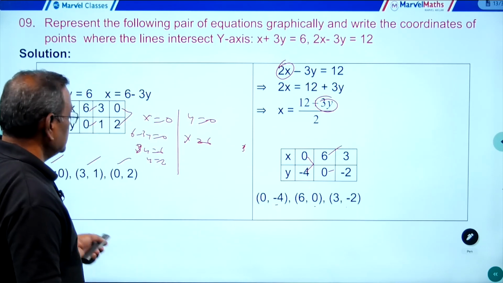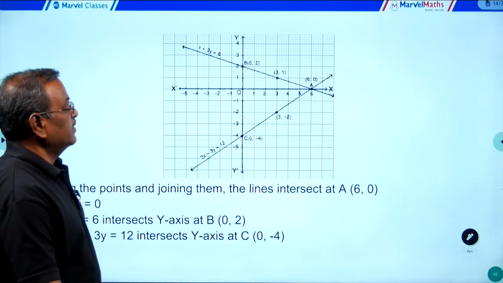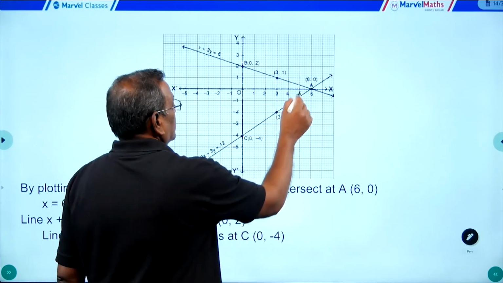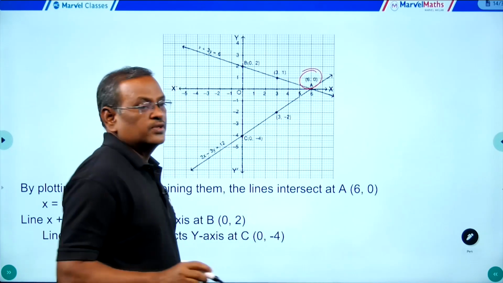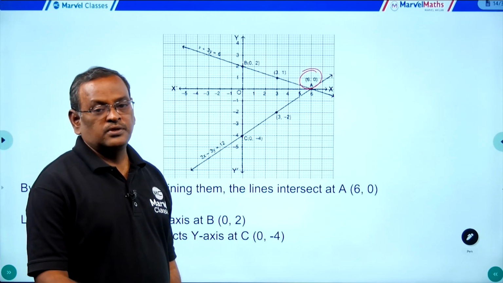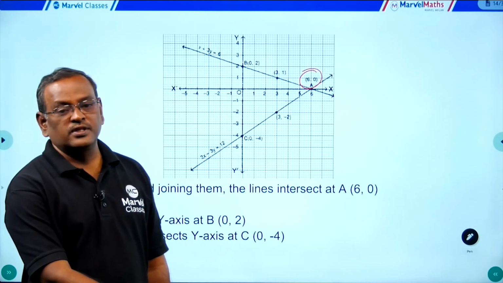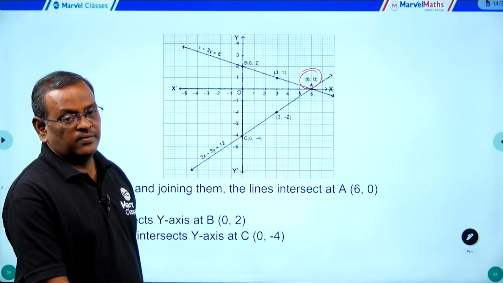Now plot these 6 points in the graph. You will get the graph like this. Both the lines intersect at what point? 6, 0. Therefore, the solution is 6, 0. 6 is the value of x and 0 is the value of y. This is the solution of the pair of linear equations.